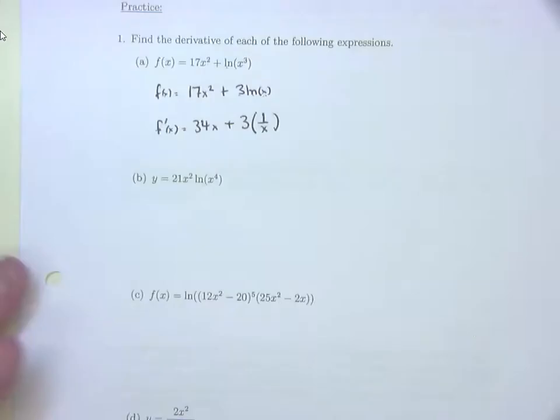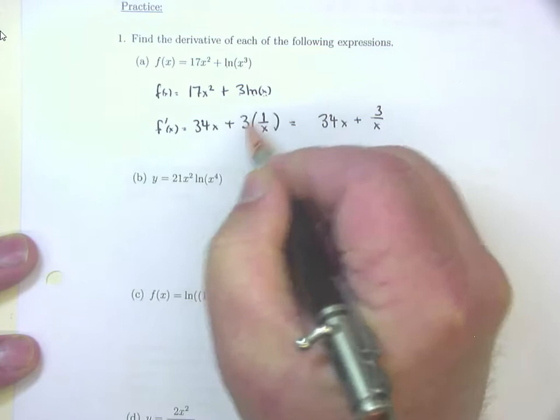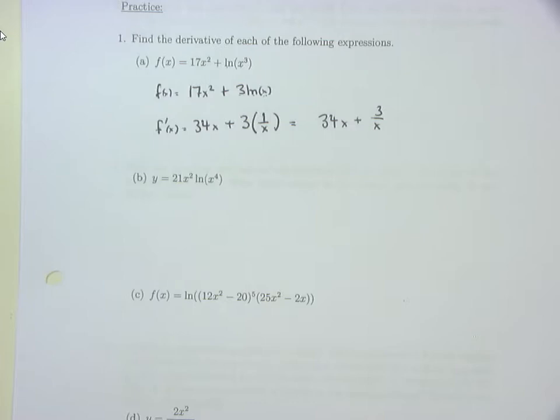Rules you're supposed to have memorized. Derivative of natural log of x is 1 over x. Derivative of natural log of functions is 1 over the function times the derivative of the function. That's what we're focusing on. So if you wanted to clean this up, this answer would be 34x plus 3 divided by x, because you multiply your constants in the numerator, 3 times 1, and you get 3 over x. Does that make sense? Take a look at the next guy.